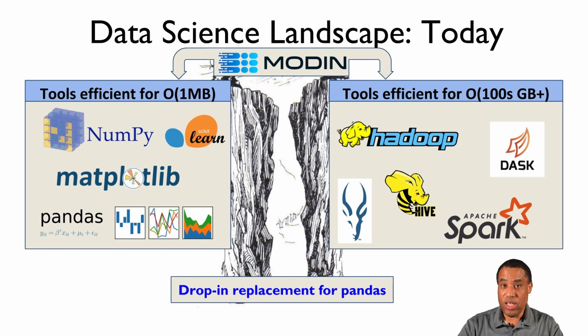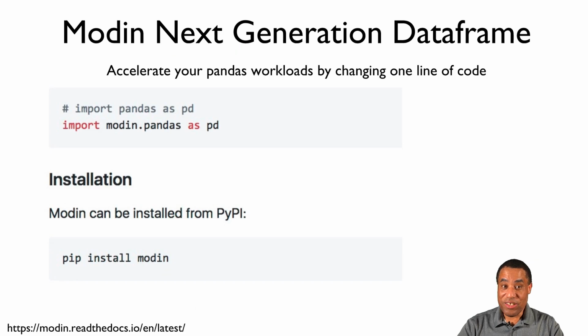It's called Modin, and it's a drop-in replacement for Pandas. And it allows you to use the same Pandas API that you're used to, but working with data sets that are in the hundreds of gigabytes or larger range. Now, how hard is it to actually start using Modin? It's actually really easy. All you have to do is replace that line of import pandas as pd with import modin.pandas as pd. And to get Modin on your machine, all you have to do is pip install modin. So you can accelerate your pandas workload by just changing one line of code.